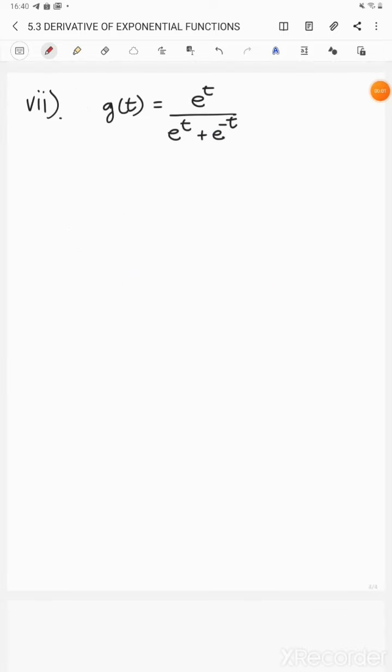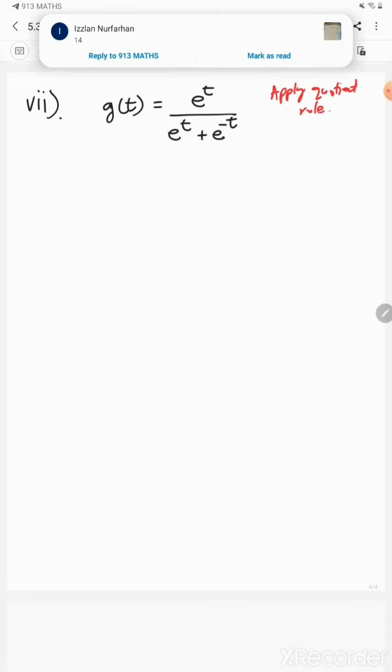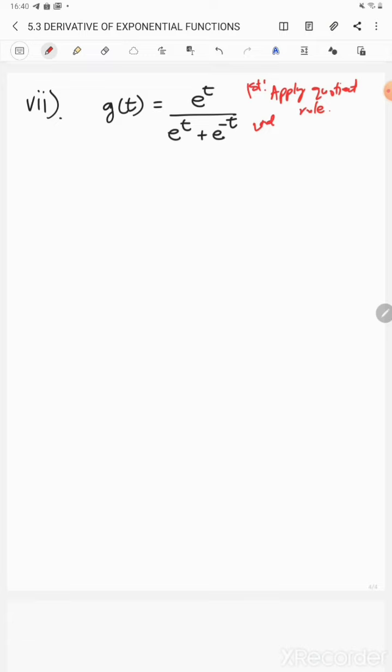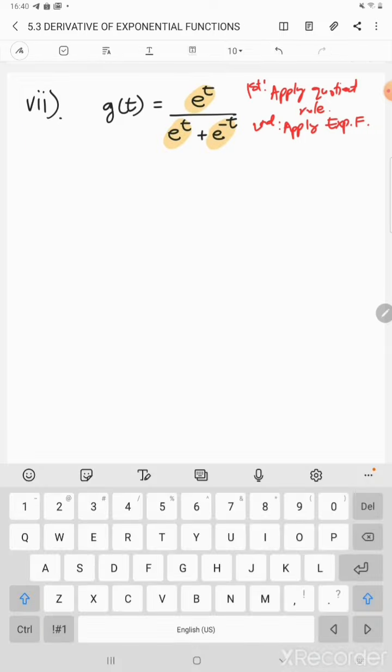Now example 7. The question is g(t) equals e power of t divided by e power of t plus e power of negative t. To solve this, we have to apply the quotient rule. Second, inside the quotient rule, we can see that we have an exponential function, right? So apply the formula for the exponential function for this term.